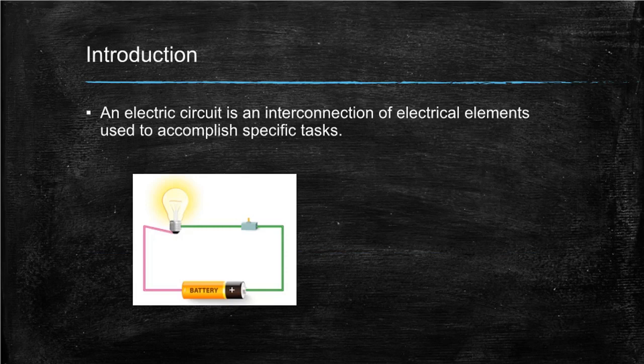The diagram shows a simple circuit made up of a battery, a switch, a light bulb, and some conducting wires. The circuit has two goals. One is to provide electricity to a light bulb and the other is to switch it on and off.